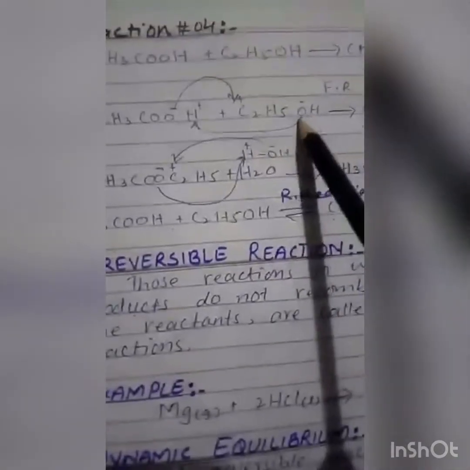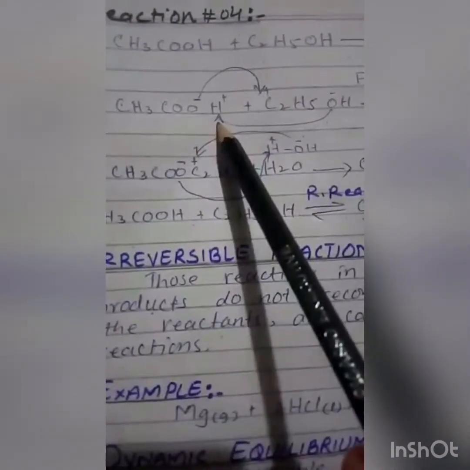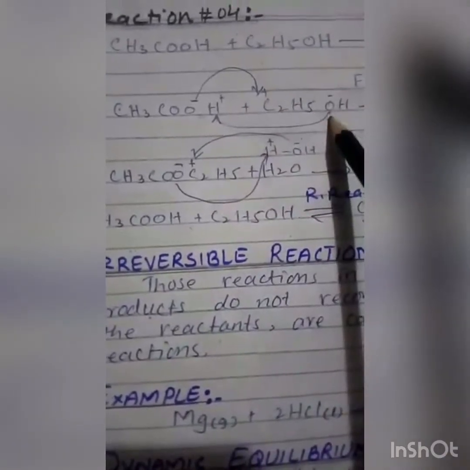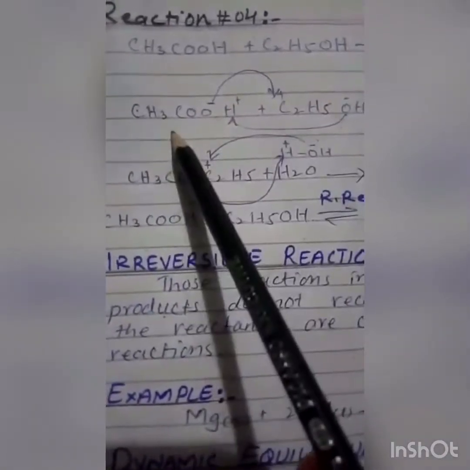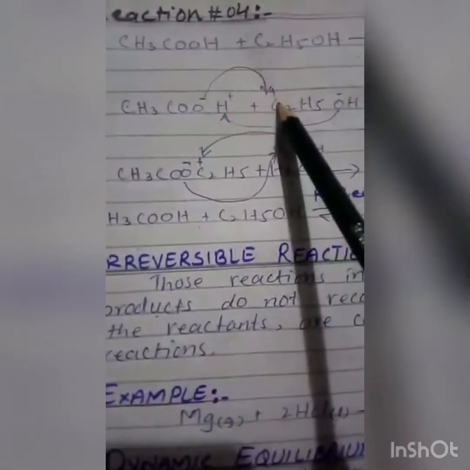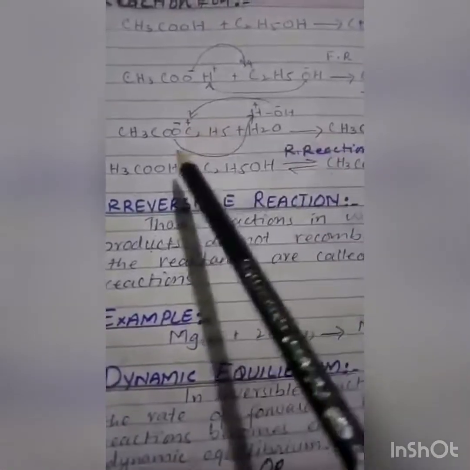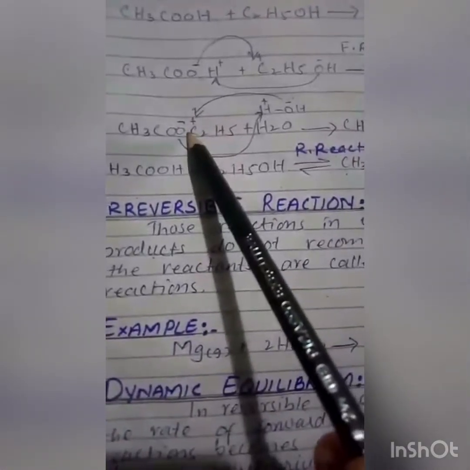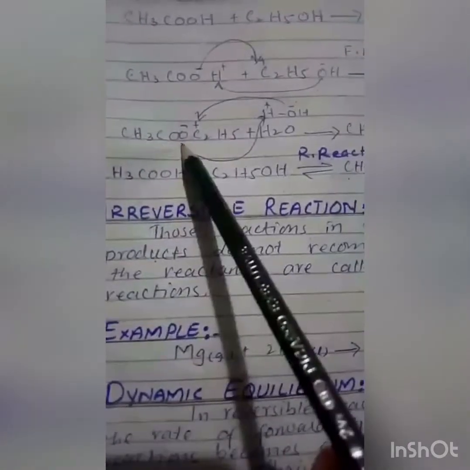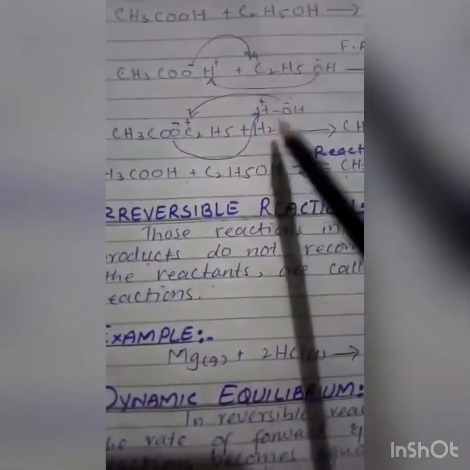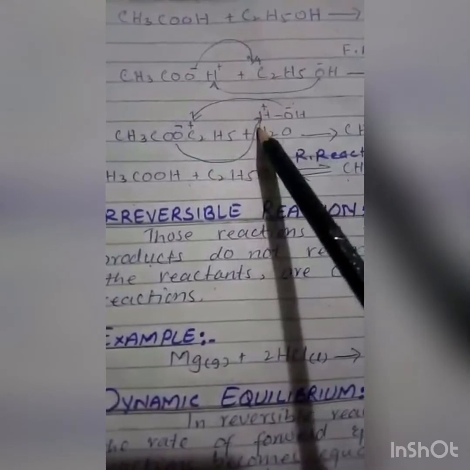Okay, and when this hydroxyl ion takes on this proton, it will come in the form of water, and when this acetate ion takes on this carbocation, it will be converted into ethyl acetate and water. When this product reacts in the backward direction, there are also two ions: one is the acetate ion and one is the carbocation ion. Also, when we break this water into ions, one will be the hydroxyl ion and one will be the proton.